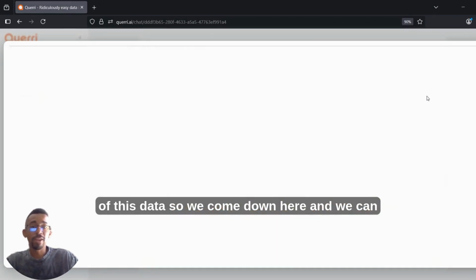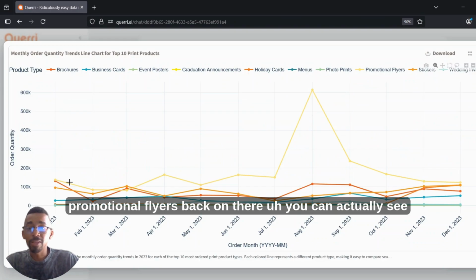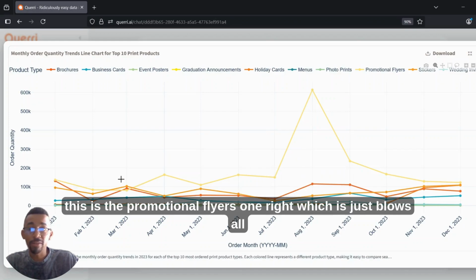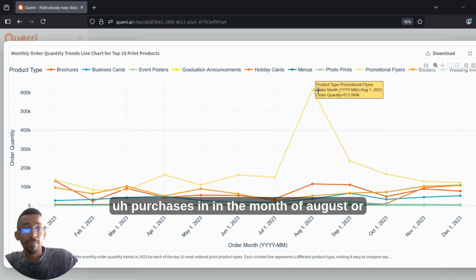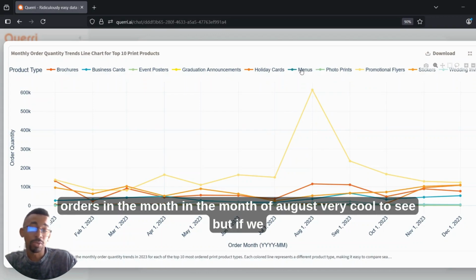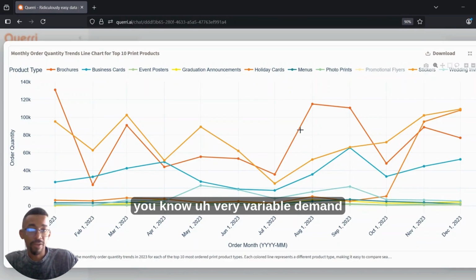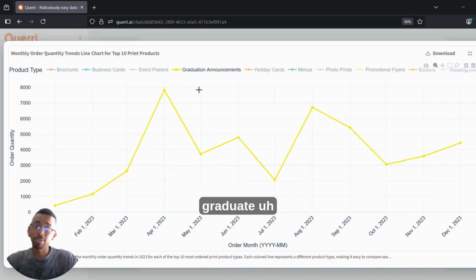So we come down here and we can see a very cool, oh, let me go ahead and put promotional flyers back on there. You can actually see the demand spike as the year goes on, right? This is the promotional flyers one, which just blows all the other ones out of the water. Over 600,000 purchases, or orders, in the month of August. Very cool to see. But if we take off promotional flyers, we can see all of the other ones have very variable demand. And if we focus on graduation announcements, we can see that they peak in April, which makes sense. That's when people graduate.